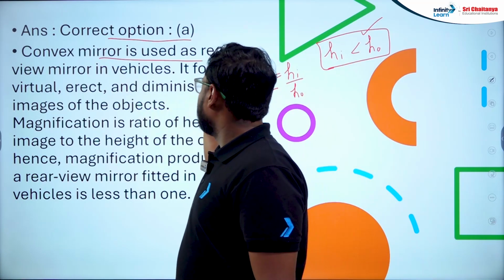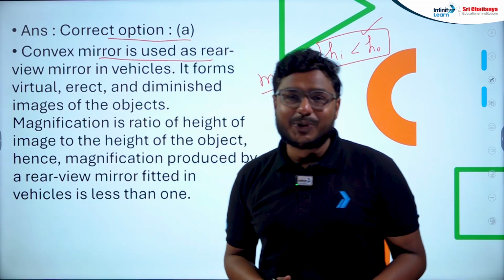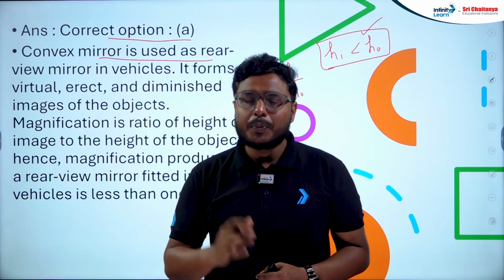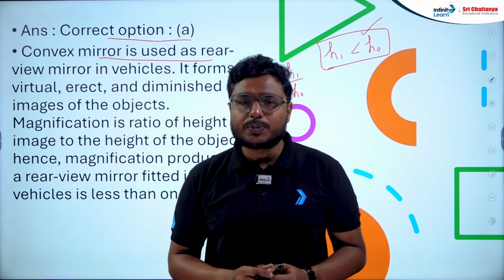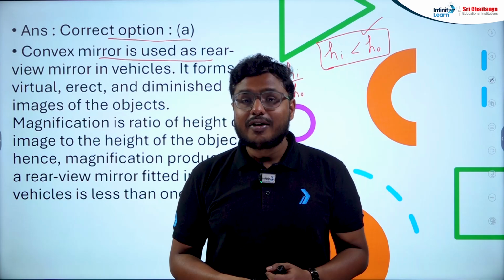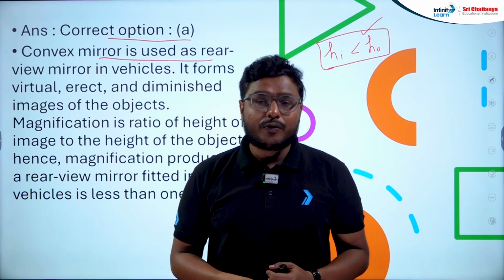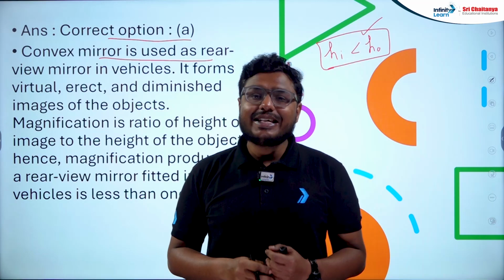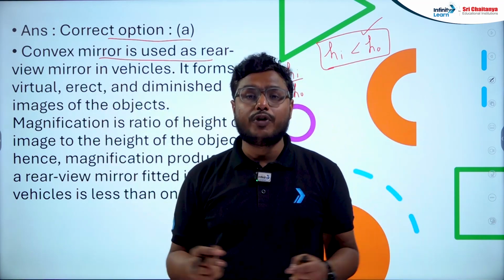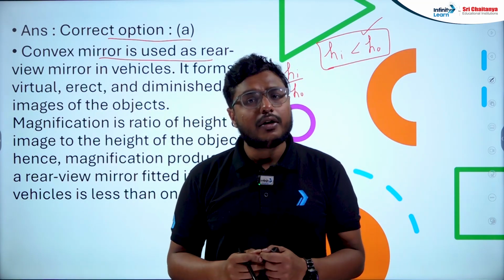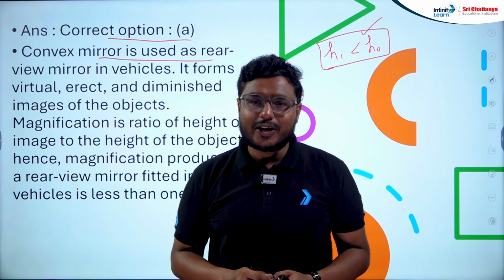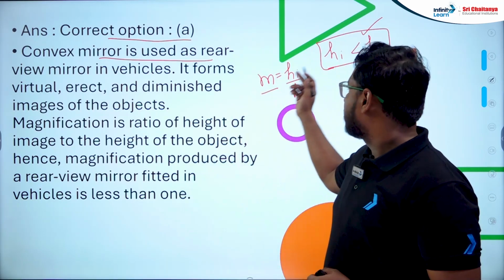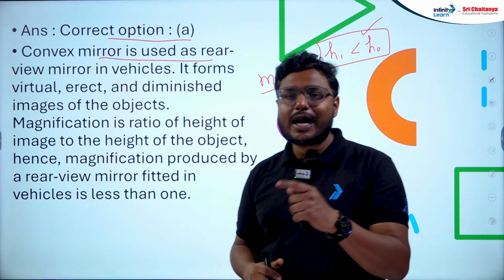First of all, which mirror are we using as a rear view mirror? That is also important. We are using a convex mirror here. What is the reason behind using the convex mirror? Because it is a diverging mirror, right? A convex mirror is a diverging mirror and it gives us a wide range of view. That's why we use it as a rear view mirror. And the magnification in a convex mirror is always going to be less than 1 because the height of the image is less than the height of the object.